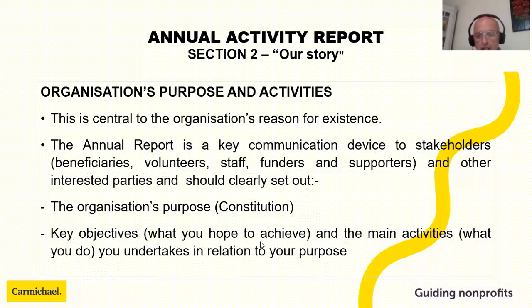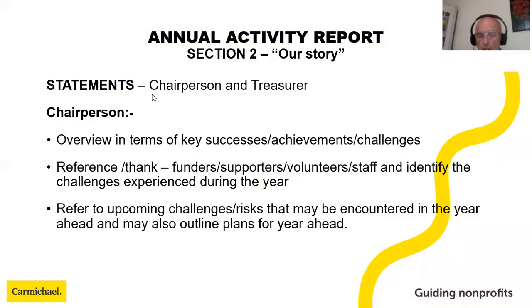Every purpose has a sequence of actions to be performed in order for you to achieve your objective. So again, those have to be in line with your organization's constitution or your memorandum and articles. The next part of it is really a brief statement by the chairperson and treasurer. I know when I say brief, it should be no more than maybe 10 to 15 minutes. There'll be an overview of the key successes or achievements or challenges that the organization faced during the year.